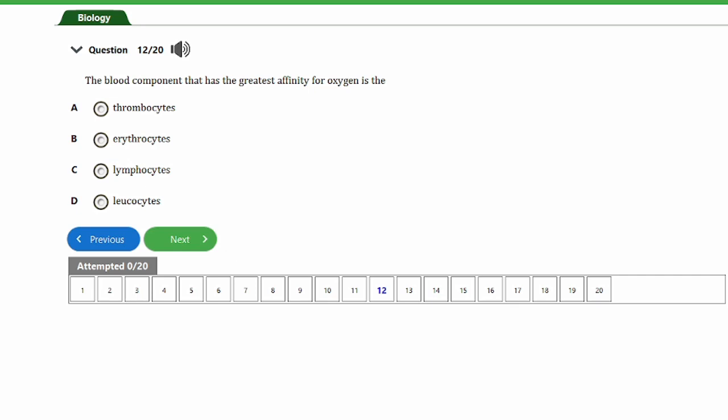So let's consider the next question. Question number 12. It says, the blood component that has greatest affinity for oxygen is the A, thrombocytes. B, erythrocytes. C, lymphocytes. And D, leukocytes. So guys, the answer to this question is option B, and that's the erythrocytes. Erythrocytes are the red blood cells, and that's the blood component that has the greatest affinity for oxygen.